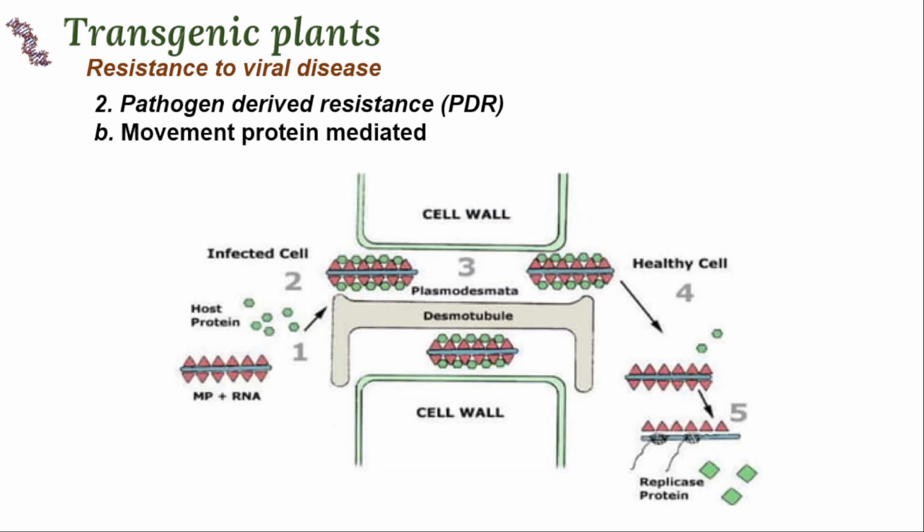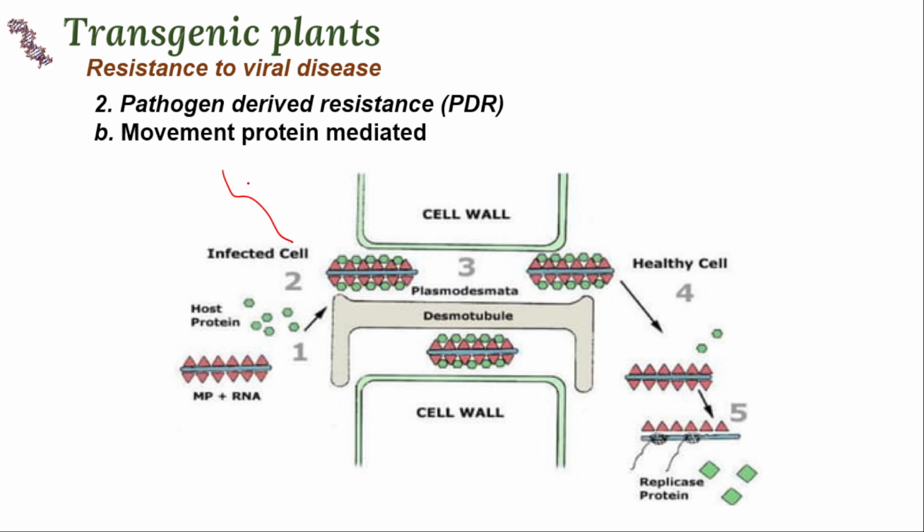And one more target protein in the pathogen is called the movement protein. This movement protein is produced from the pathogen, and it helps in the movement of the pathogen through plasmodesmata connections. This movement protein with RNA will move from cell to cell through plasmodesmata connections. We will target the movement protein and produce an antisense RNA for it.